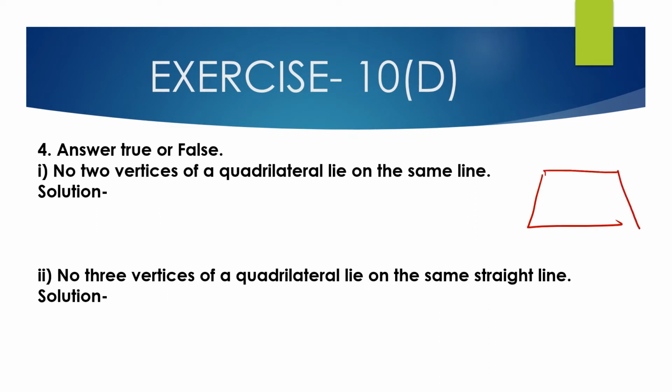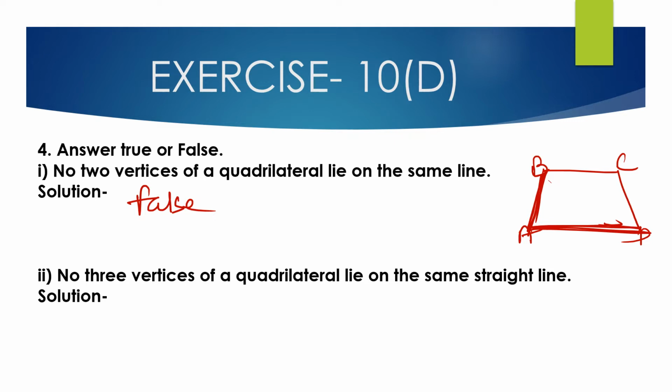This is a quadrilateral. These are the vertices A, B, C and D. Two vertices A, B and C, D lie on the same line. So this is false. These are not on the same line; these are opposite and adjacent sides. So this will be false.